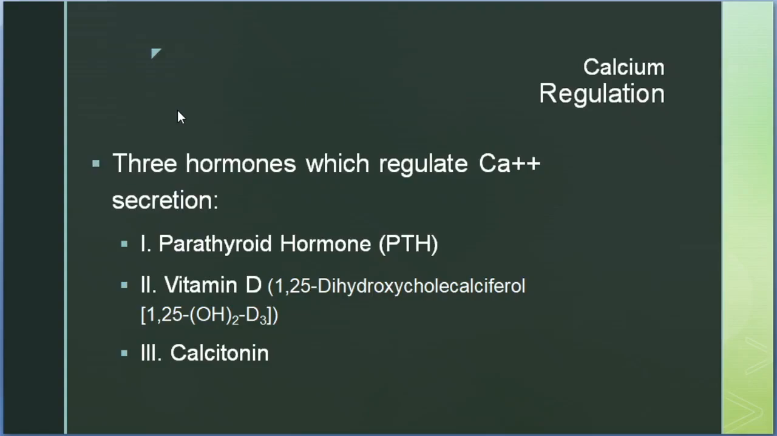So in terms of regulating your calcium ion, there are three important hormones which regulate it. Number one, your parathyroid hormone, which is secreted by your parathyroid gland. Your activated form of your vitamin D, specifically your 1,25-dihydroxycholecalciferol, and lastly, your calcitonin. So your parathyroid hormone is produced by your parathyroid gland. Your vitamin D, we will see where the vitamin D is being synthesized. And lastly, your calcitonin is being secreted by your thyroid gland. Very good.